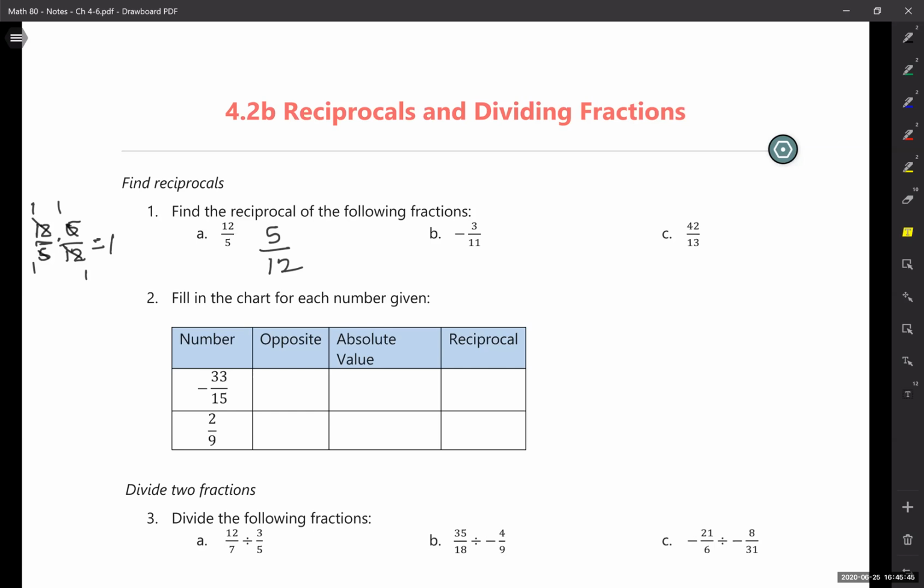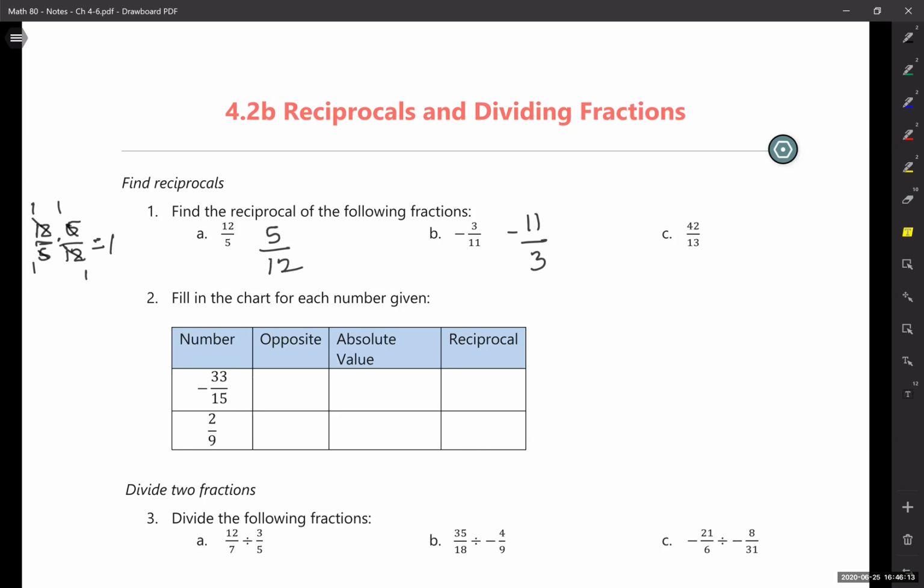Okay, so you need to keep the sign. In this case, we have a negative. So this is going to be a negative 11 over 3. Because that way, when you multiply them together, the two negatives cancel out and it will still equal a positive 1. So the reciprocal of a positive number is a positive number. The reciprocal of a negative number is a negative number. Reciprocal does not mean opposite, it means flip. So we are going to flip the same fraction.